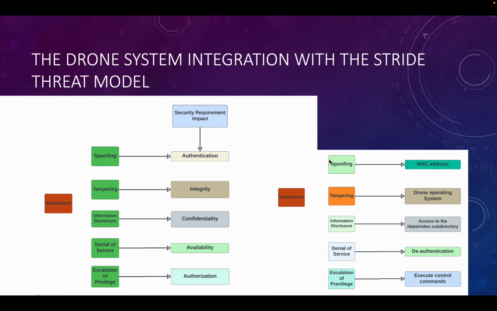And this is the drone integration with the STRIDE threat model. So this is all the security impact that has happened. We couldn't say that there is any meaningful security, but we will say the MAC address has been spoofed, and using telnet, after we have done the scanning, we revealed whole sensitive directories for the drone operating system. And we managed also to use FTP to access the video data, as we could see.